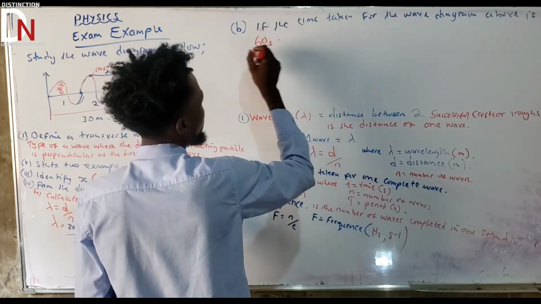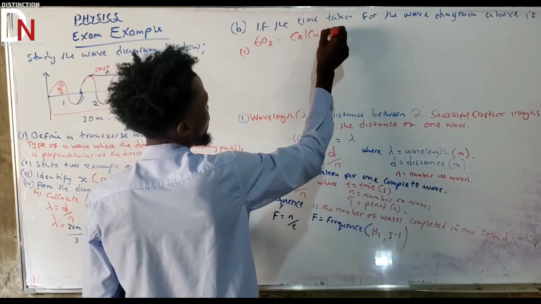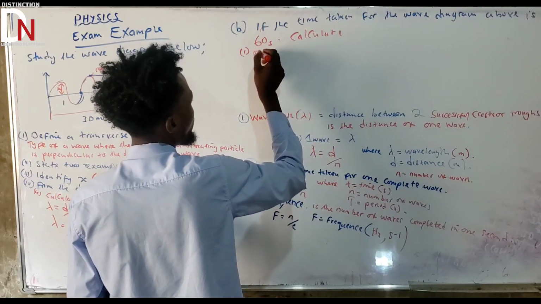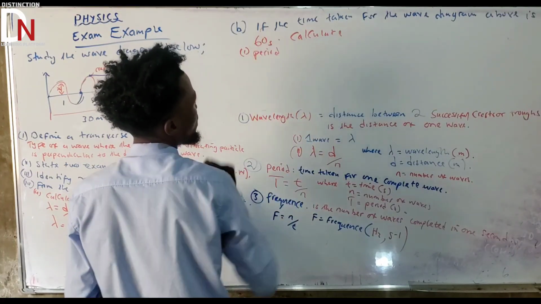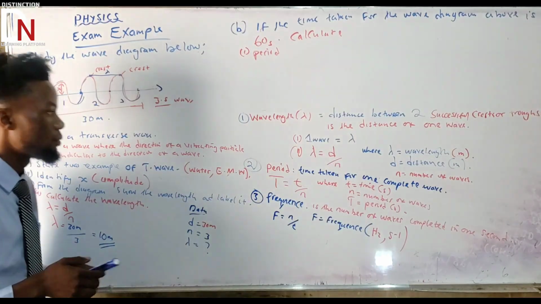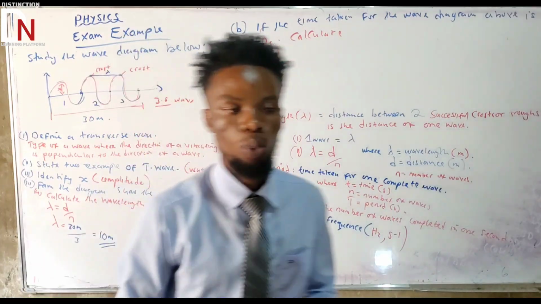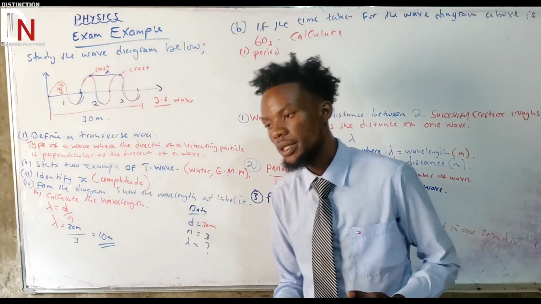Then they ask you Roman numeral 1, then they say calculate. The first one is what? They ask you to calculate the what? Period. Okay, we'll start with period, then end with what? Frequency.